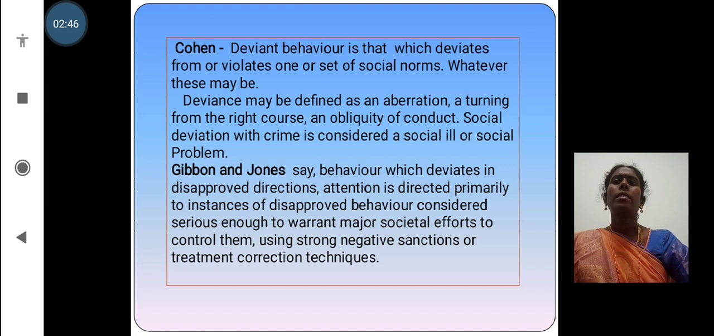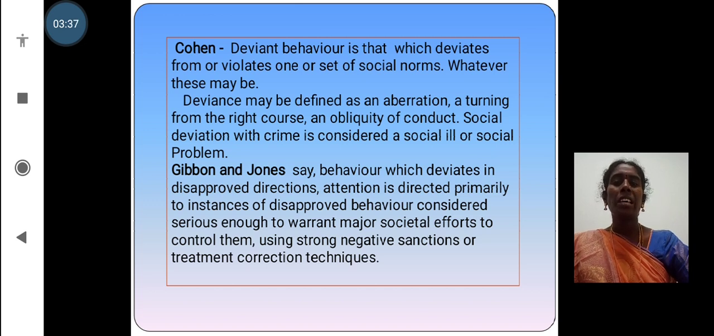Then Cohen defined deviant behavior as that which deviates from or violates one or a set of social norms, whatever these may be. Deviance may be defined as an aberration, a turning from the right course, an obliquity of conduct. Social deviance, like crime, is considered a social ill or social problem. Clinard and Meier say it is behavior which deviates in a disapproved direction. Attention is directed primarily to instances of disapproved behavior considered serious enough to warrant major societal efforts to control them, using strong negative sanctions or treatment and correction techniques.